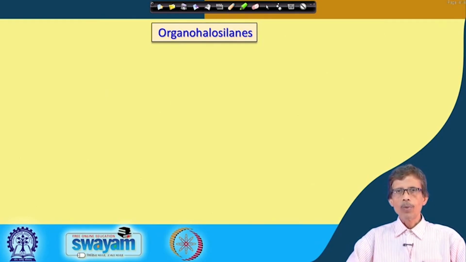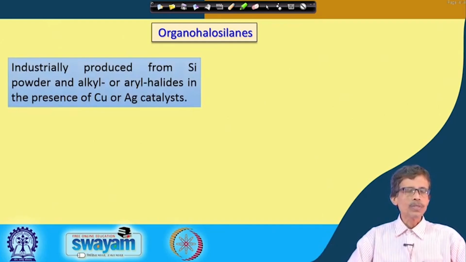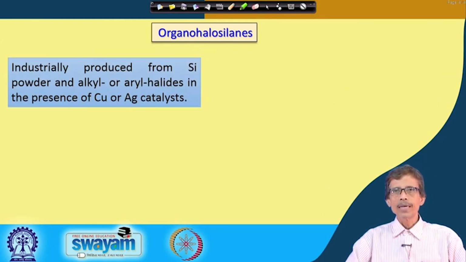You have the organo part, that means the alkyl part, you have the halogen part, and you have the silicon end. Industrially it is produced from silicon powder. Just now we have seen how we produce silicon rod and silicon wafer, which we commonly use for solar cell applications, and then the silicon blocks. As a waste material from the silicon industry, sometimes due to the processing we end up with silicon powder, and this silicon powder is used along with alkyl and aryl halides like methyl chloride or phenyl chloride or chlorobenzene.